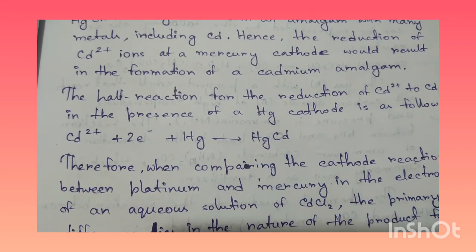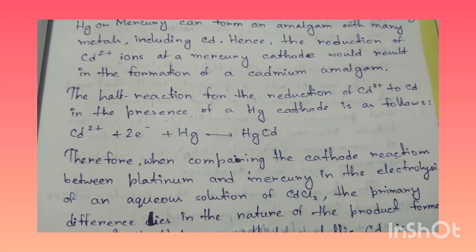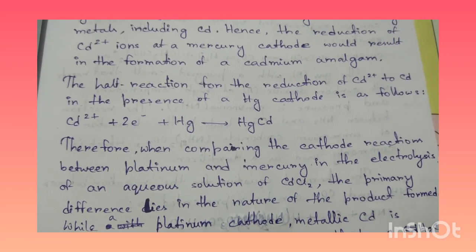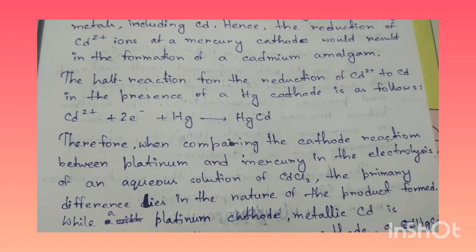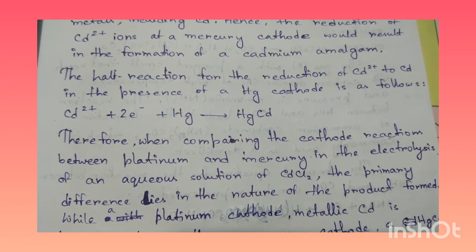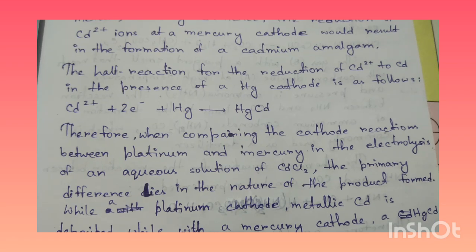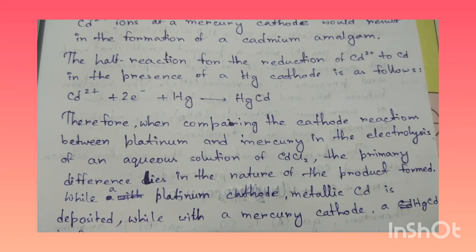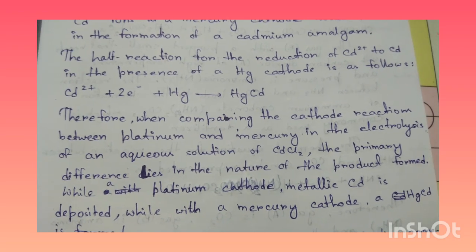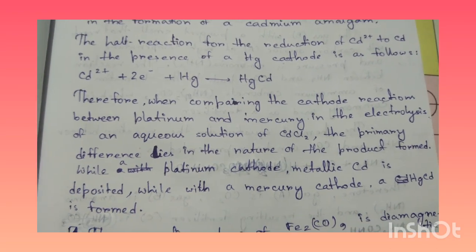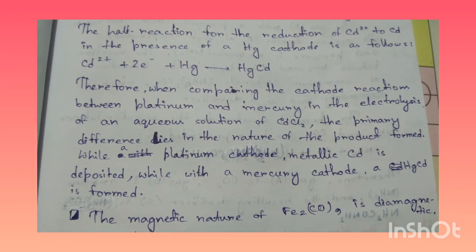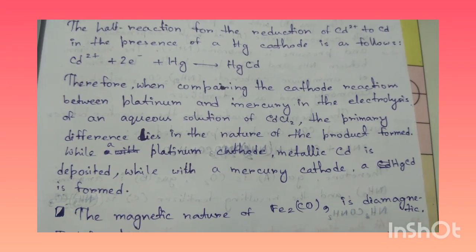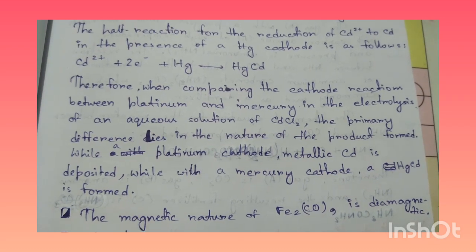Therefore, when comparing the cathode reactions between platinum and mercury in the electrolysis of an aqueous solution of cadmium chloride, the primary difference lies in the nature of the product formed. With a platinum cathode, metallic cadmium is deposited, while with a mercury cathode, Hg(Cd) amalgam is formed. And the second part of the question, the magnetic nature of Fe2(CO)9 is diamagnetic.